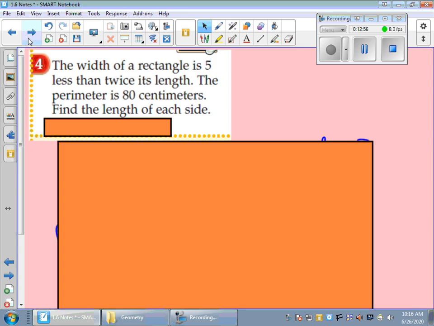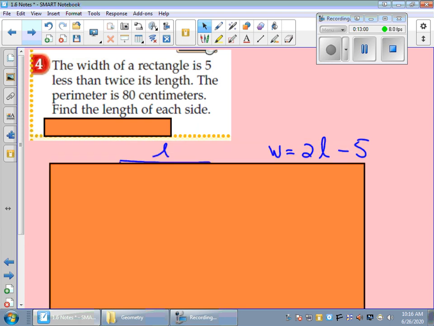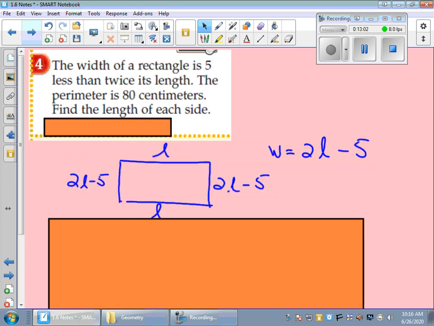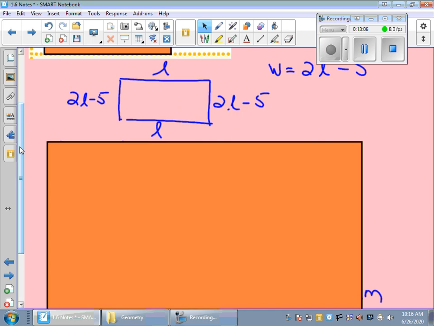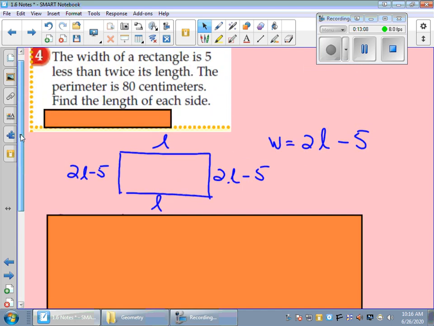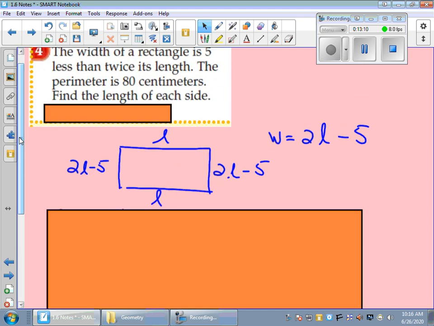One last equation here, folks. They want you to find the width of a rectangle that's 5 less than twice the length. So that's using some algebra. So first thing you want to do is set up an example. So there you go right there. So we have the width. So width is 2 times L minus 5.